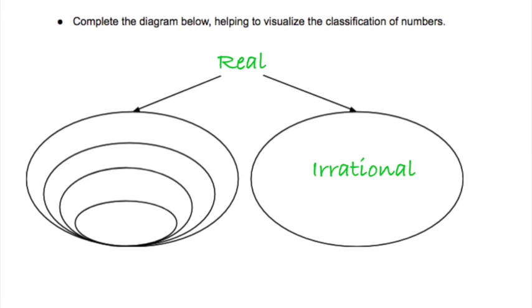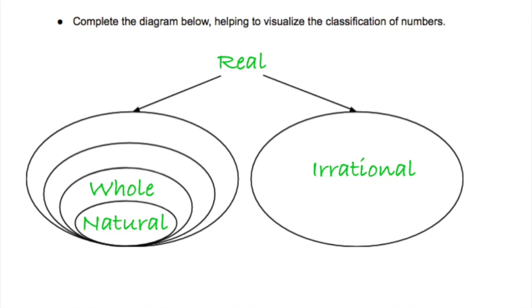If we look at rational numbers, let's start with the smallest subset, natural numbers. These are whole numbers, but we don't include 0. So they're counting numbers: 1, 2, 3, etc. Next is whole numbers. Whole numbers, we just add in the 0. Notice that if a number is a natural number, it's also a whole number, because that circle for natural numbers is included inside of the circle for whole numbers.